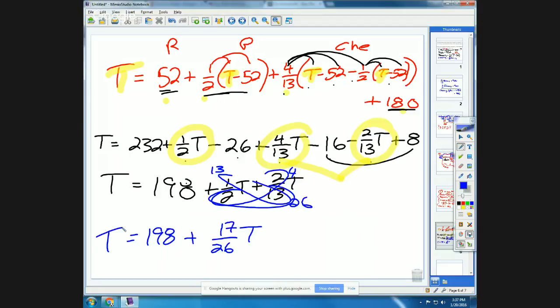So this is a rarity in this class, doing this much algebra. Good for us.